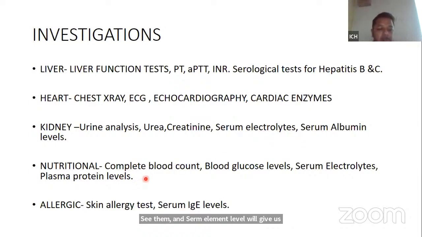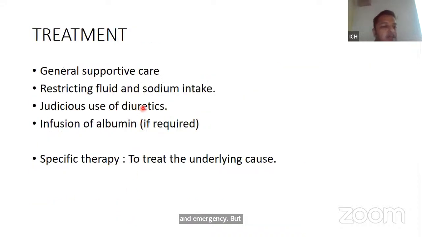In nutritional anemia, we'll see for complete blood count, blood glucose level, serum electrolytes, and plasma protein level. In allergic causes, although many cases are an emergency, we can check for skin allergy test and serum IgE levels.